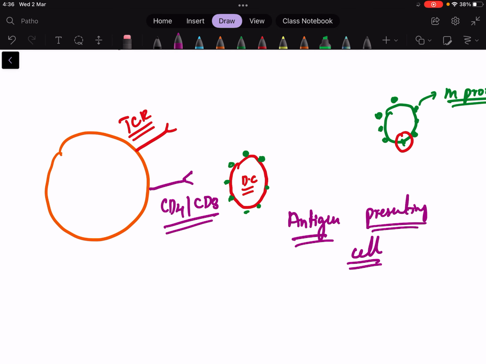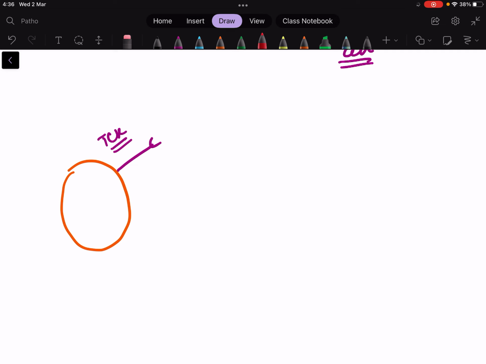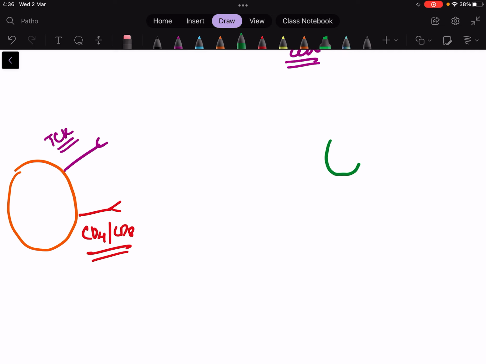In order to present this antigen to the T cell, it should contain a special type of receptor, and this receptor here is called your MHC receptor. So once again, this is the T cell. The T cell is going to contain a T cell receptor, and not only that, it is going to contain a CD4 or CD8 receptor. So on a fine day you get infected by a bacteria, and it has an antigen called M protein, and it has infected your body.